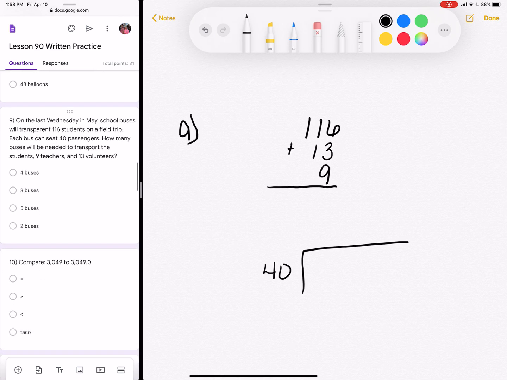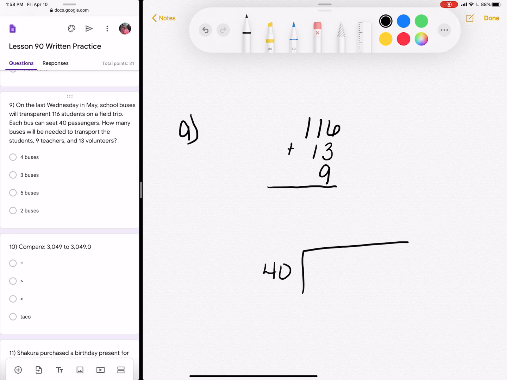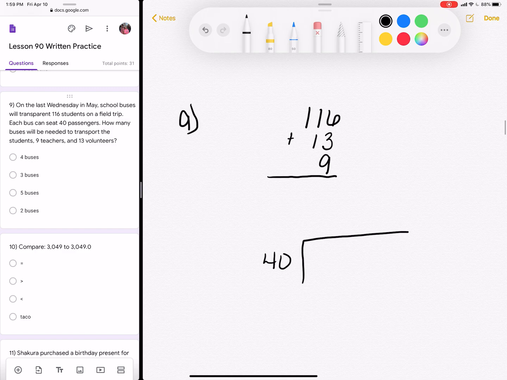9. On the last Wednesday in May, school buses will transport 116 students on a field trip. Each bus can seat 40. How many buses will be needed to transport students, 9 teachers, and 13 volunteers? So there are a couple different ways you could do this. First, let's find out how many people we need to transport all together.